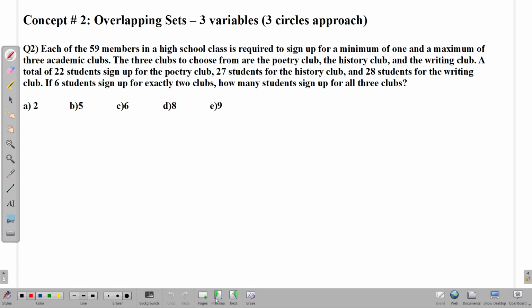So now my total is 59, right? I have three circles again. But now what are my variables? Minimum of 1 and maximum of 3. So students can join all three academic clubs. My academic clubs given here are the poetry club, history club, and writing club. So P, H, and W. So let me do 3 circles.